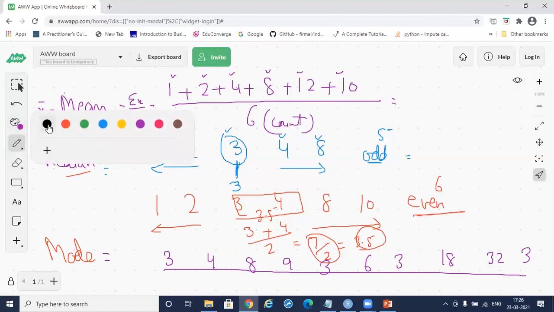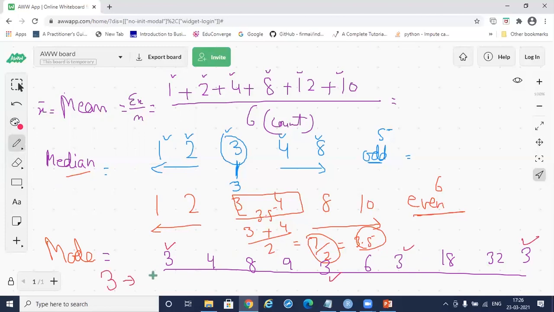So if we check that data, we find 3, 3, 3, 3. So 3 is the number which has appeared 4 times here. The highest appearance of a number is basically the mode, and this is the frequency. So here the mode will be 3. The highest appearing number is the mode.